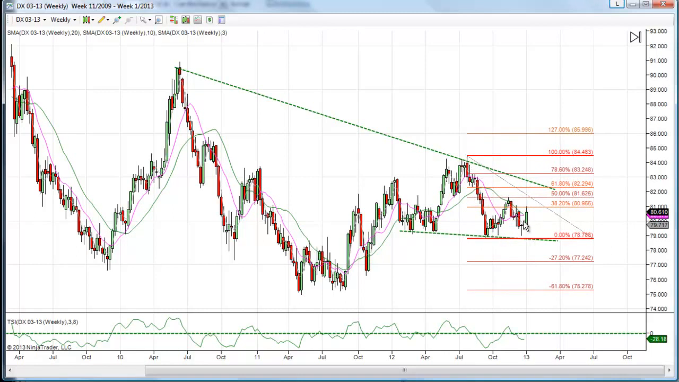On this pullback, we can see this retracement came up to the 50% level, came back down, bounced up to the 382, and we saw this little pullback in this candle on Friday, last week. This is the weekly chart. Let's take a look at the daily.